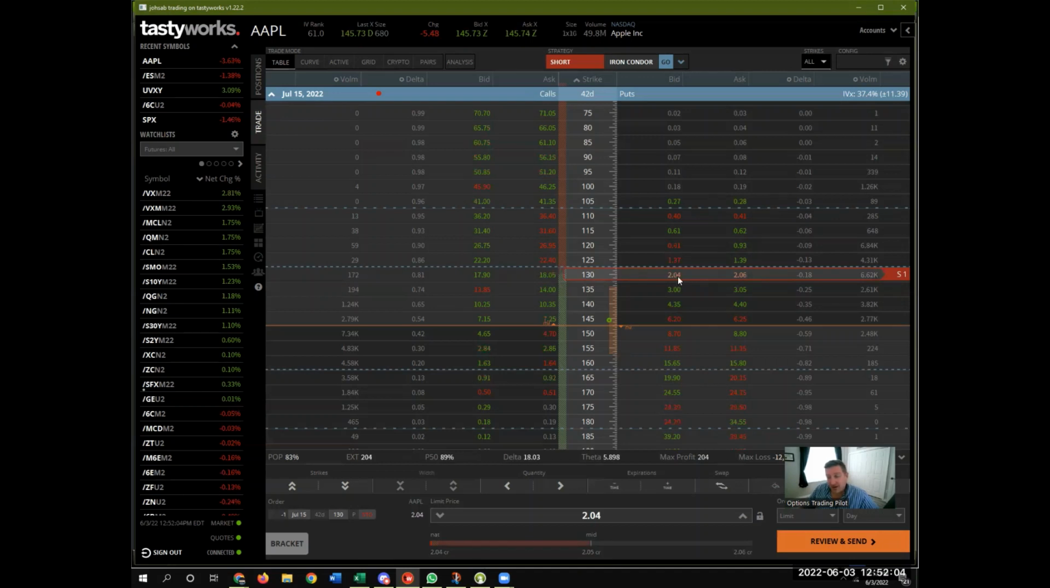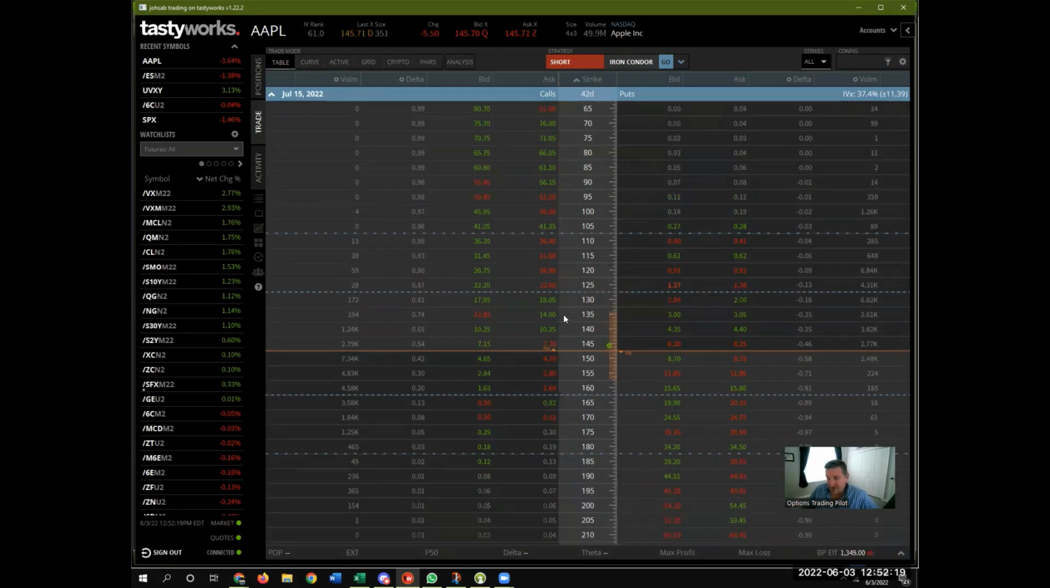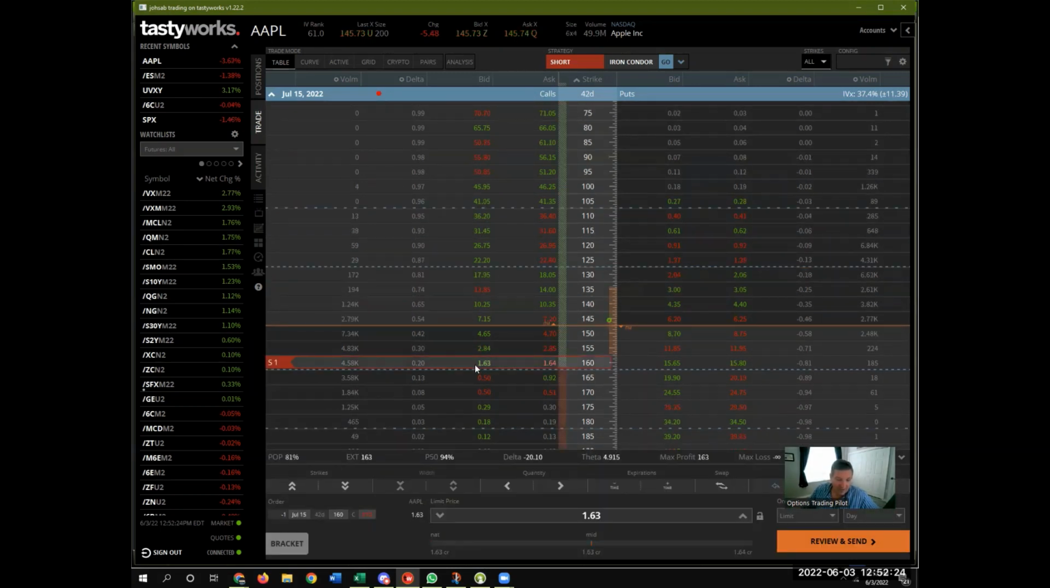I'm giving someone the right to buy this from me, so they want it to go down. So that's another strategy. Sorry, and this is on the put side. Now, if I sell a call up here, this would be like a 160 call. And let's say I'm selling it for $1.63, which is $163.